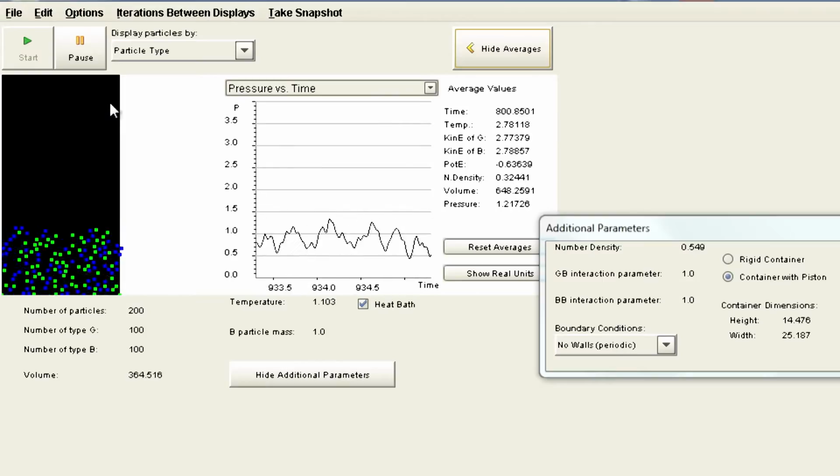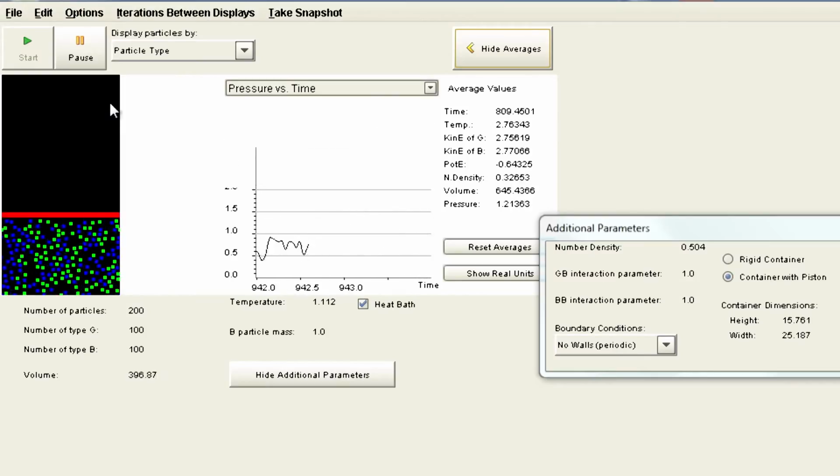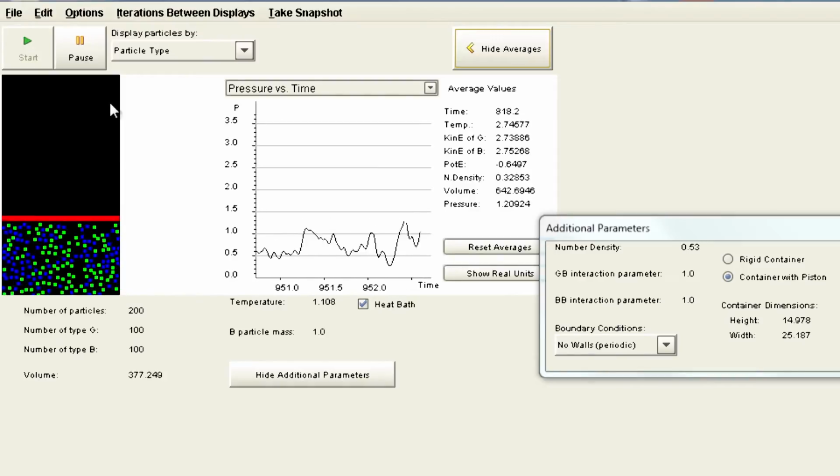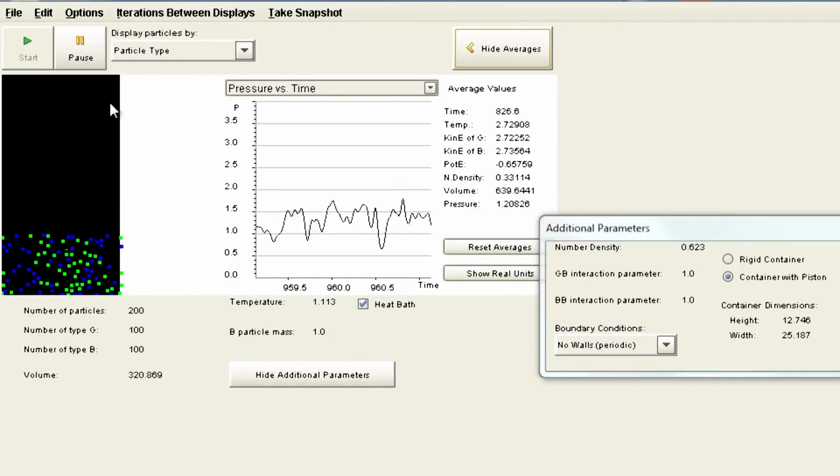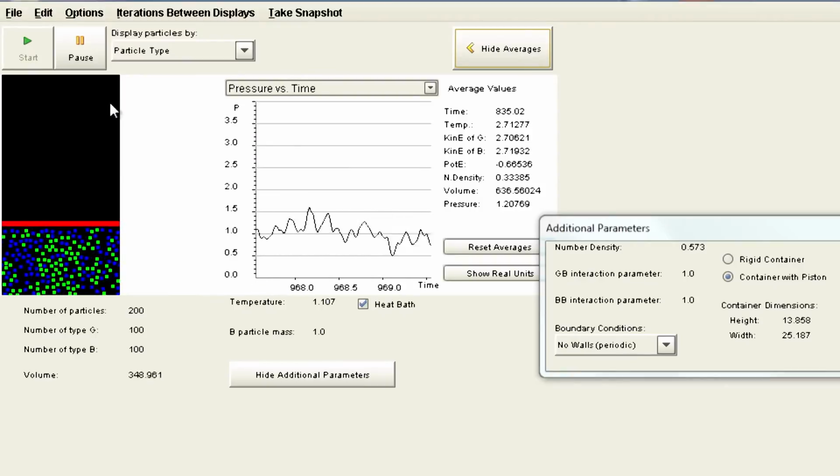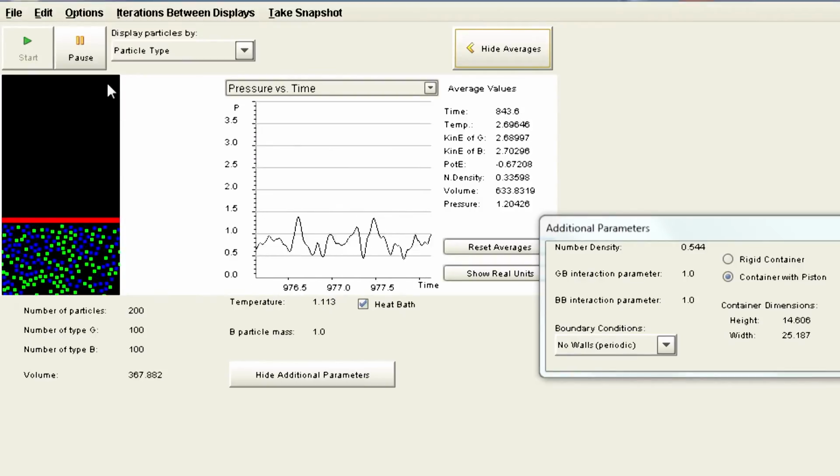As you remember, Charles law has this linear relationship between volume and temperature. As you increase the temperature, volume increases. As you decrease the temperature, volume decreases. Okay. So, now we have gone down again.